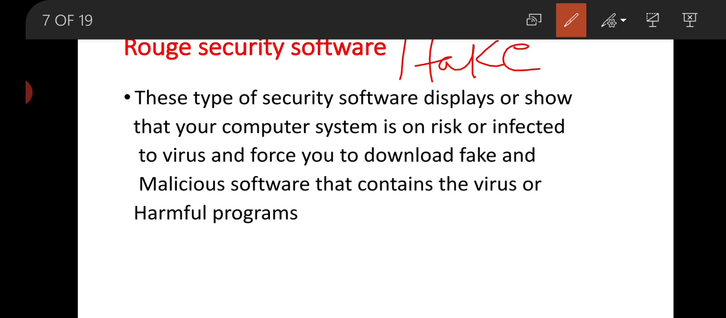Now see what is happening with this software. It continuously texts or messages you, or displays that there is a virus in your system, that your system might be at risk, might be corrupted, might stop working, and that you can download this software to remove the virus. But that security software is fake and also contains a virus or malicious program. When you install that security software, you are not removing any virus, you are just installing the virus in your system.